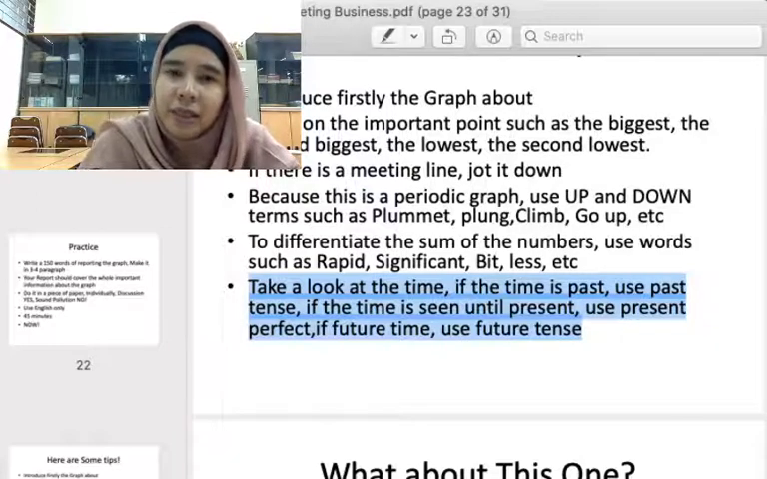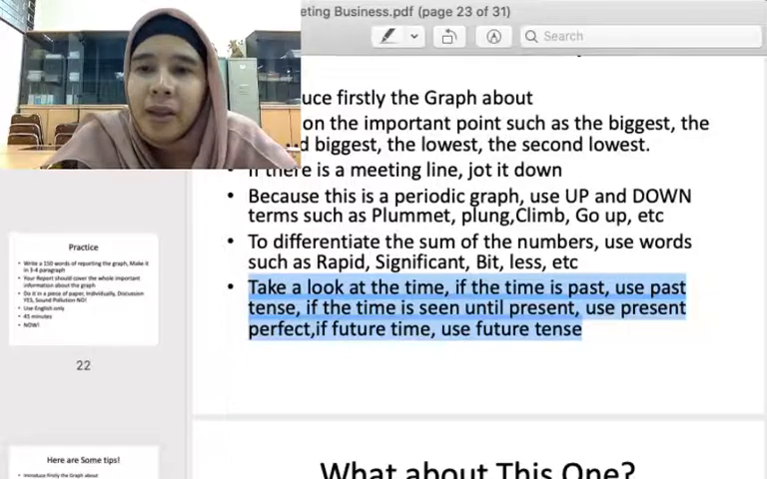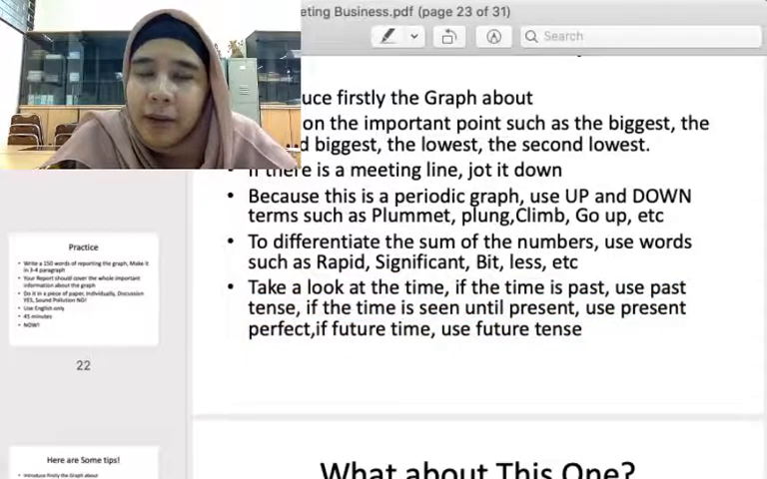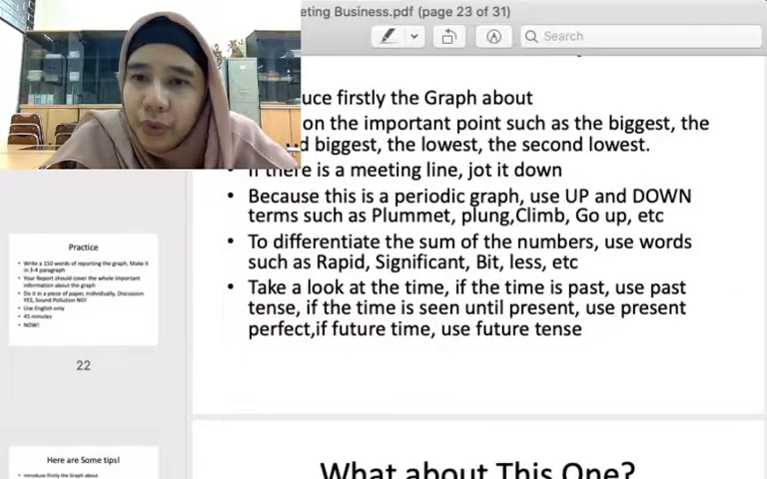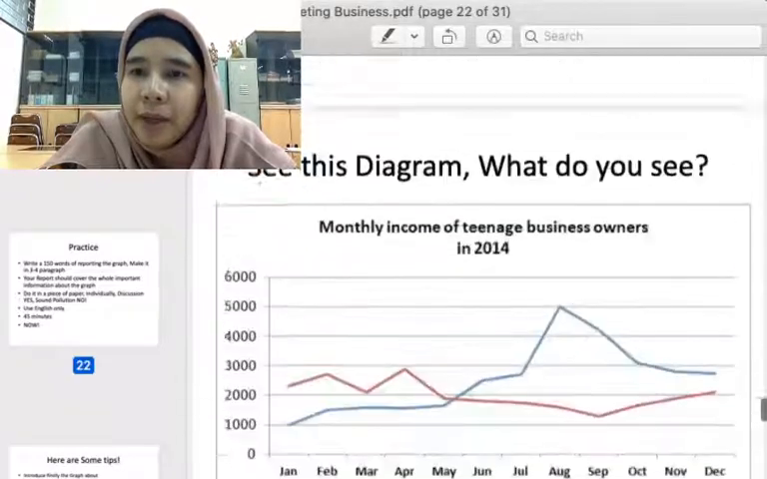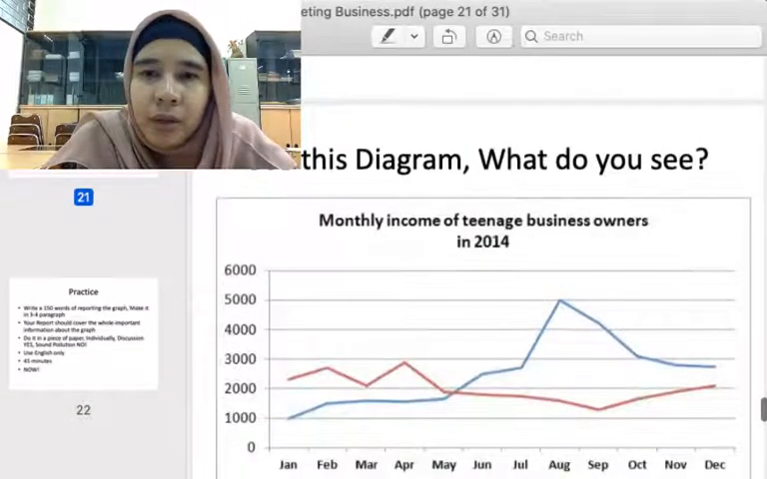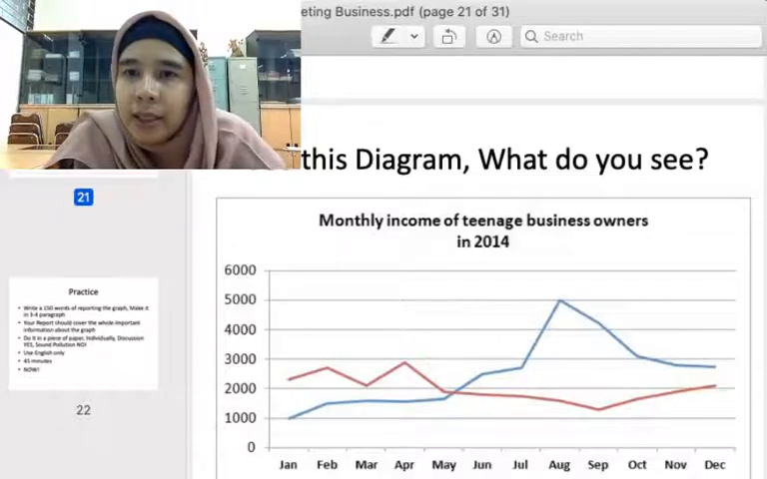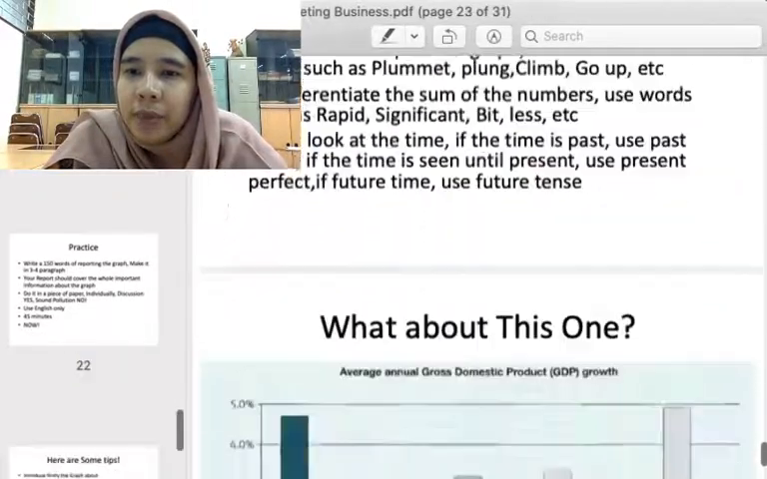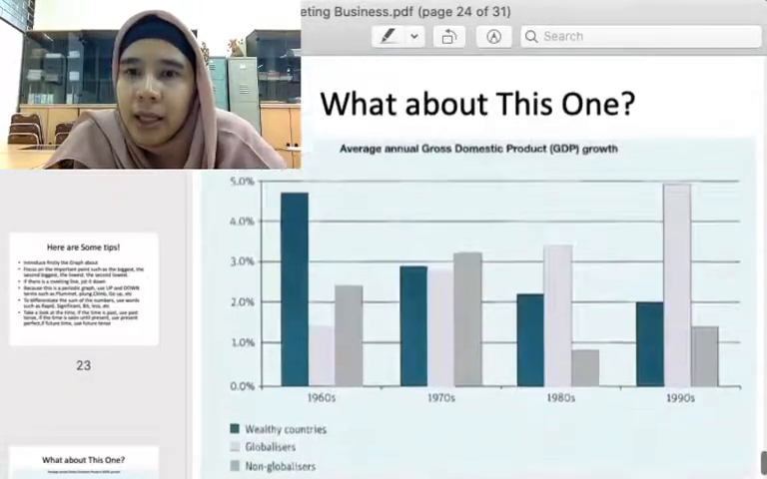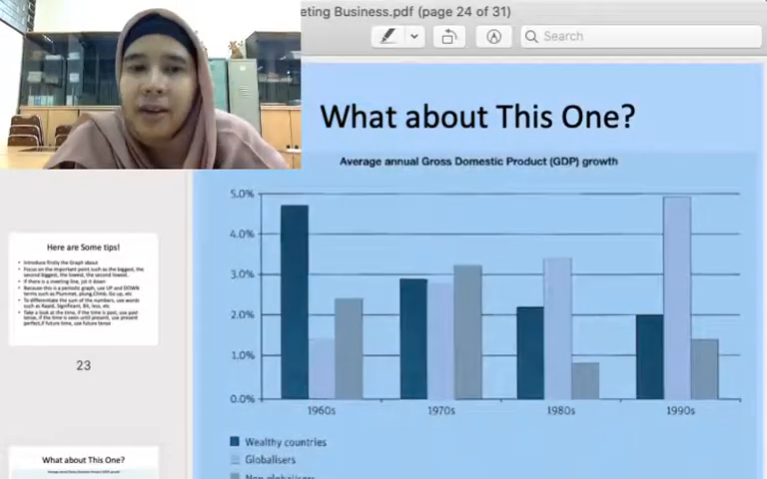Please also pay attention to the tenses. Again, I remind you about the tenses. Okay, that is the practice for you about this one. But the practice that I would like to give you is not this one, but this one. Okay, what about this one?